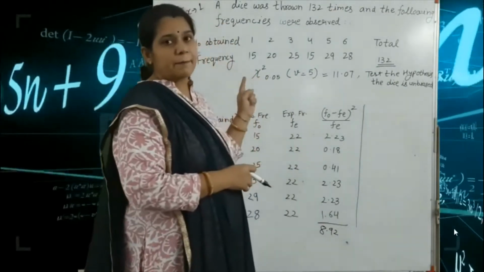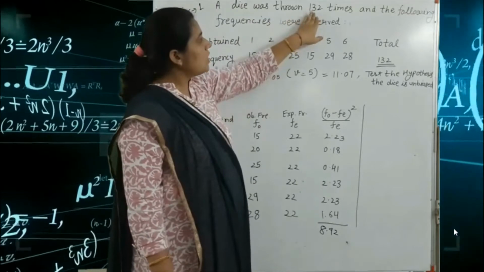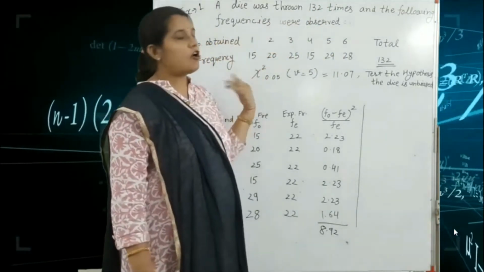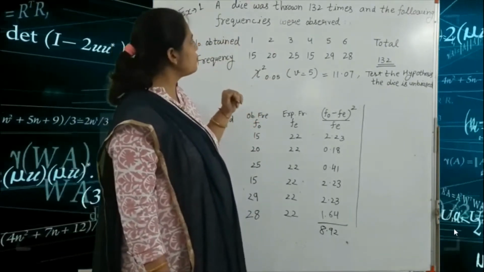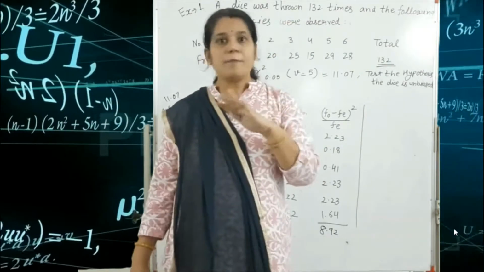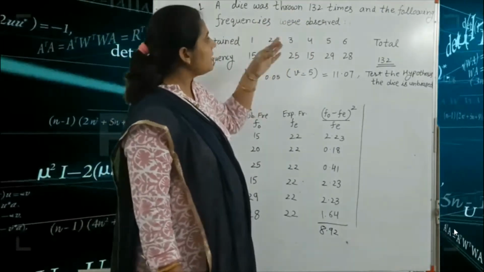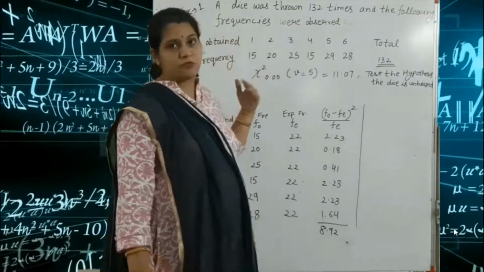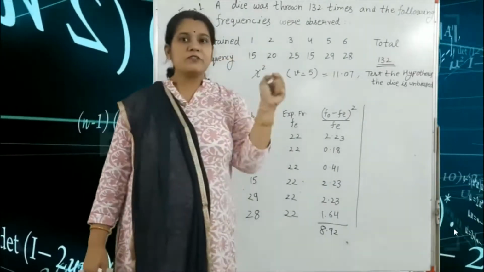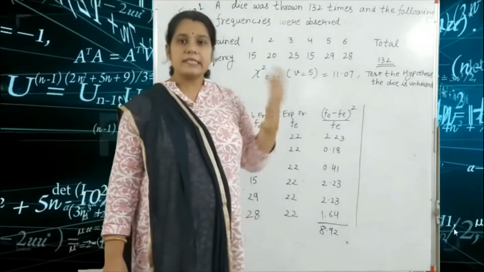This is an example of the chi-square test. A die was thrown 132 times and the following frequencies were observed. In this type of question, the die was thrown 132 times, so 132 is not the number of samples. The die was thrown 132 times and the following frequencies were observed. For the die we have the numbers 1, 2, 3, 4, 5, 6. This table is already given in your question.